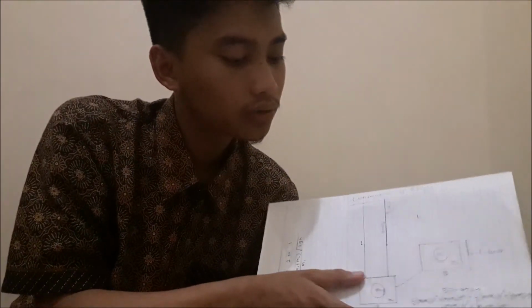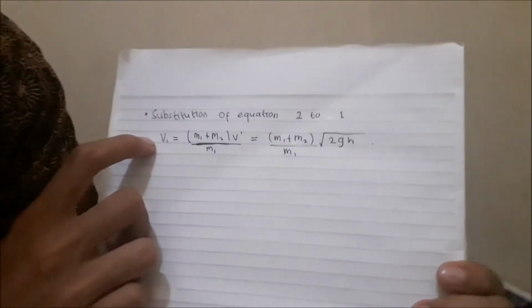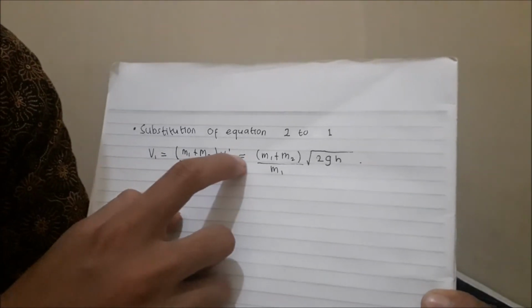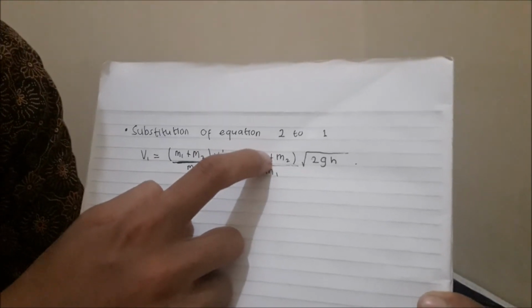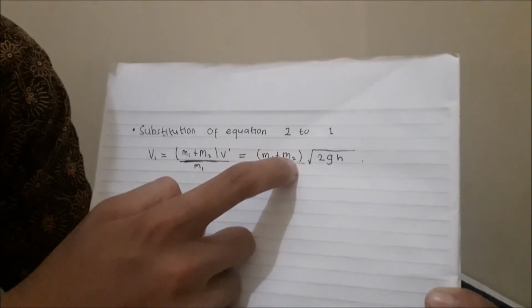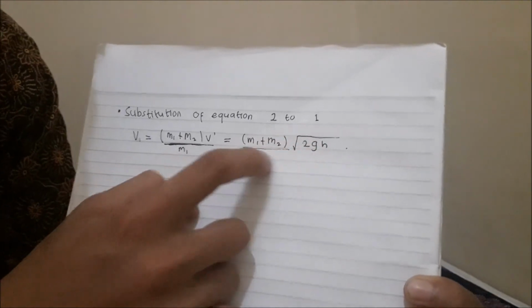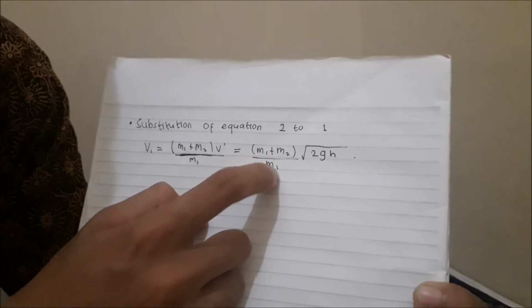After that, substitute the second equation into the first equation like this. So we know v1, the velocity of the bullet, equals (mass of bullet plus mass of pendulum) times the square root of 2gh, divided by mass of bullet. For more details, watch this sample video.